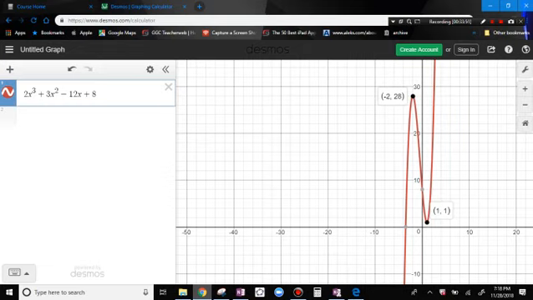So a local max is a hump that's the biggest value in an area. This is not the absolute maximum because this thing goes up forever. But in some area around -2, that is the highest value. And that 1,1 is a local minimum. In that area, that's the lowest value. Again, it's not the absolute minimum because the function goes down to infinity, obviously because of end behavior.